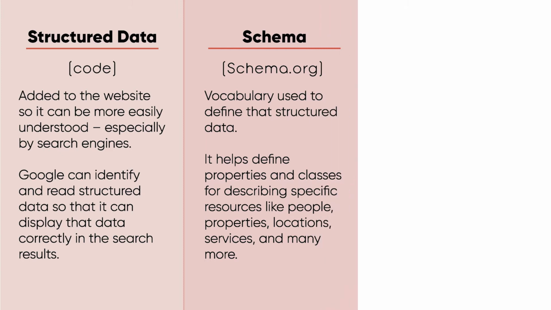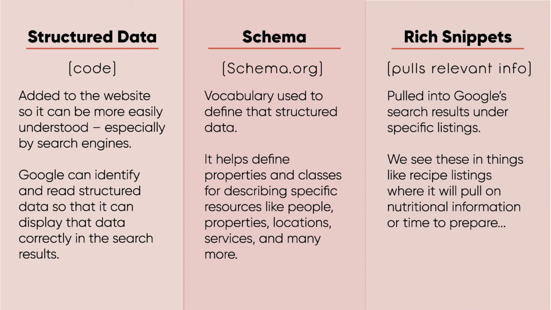Schema, otherwise known as schema.org, is more of a vocabulary used to define structured data. It helps define properties and classes for describing specific resources like people, properties, locations, services, and many, many more things. Rich snippets are types of structured data markups, really, that are pulled into Google's search results under specific listings.